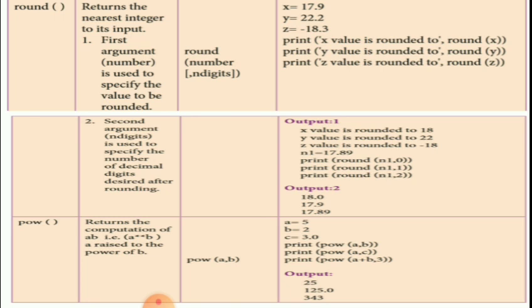Next built-in function is power. It returns the computation of the power value. The syntax is pow within the parentheses a comma b. A refers to the base value and b refers to the exponent value. Then you can calculate the power values with whatever we give to this function.